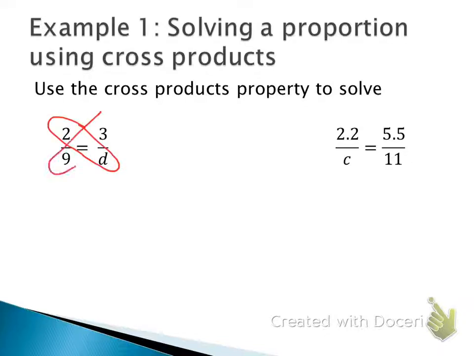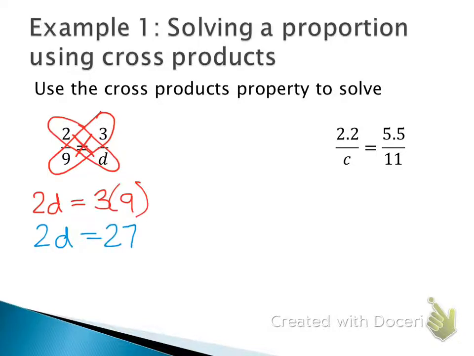the numbers across from each other, the ratios. I can multiply them to find the answer to the unknown variable. So now I have 2 times d, which is 2d, and 3 times 9. I make them equal to each other. Then I want to evaluate 3 times 9, so I get 2d equals 27. Divide both sides by 2 to solve for d, and d equals 13.5.